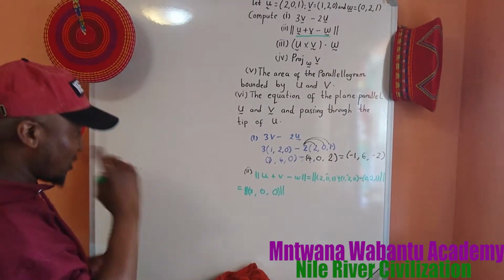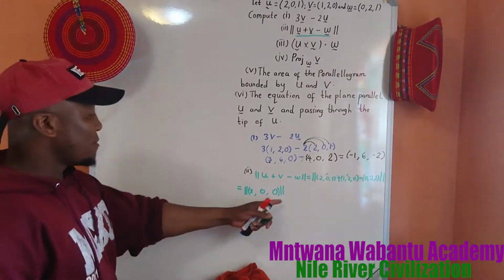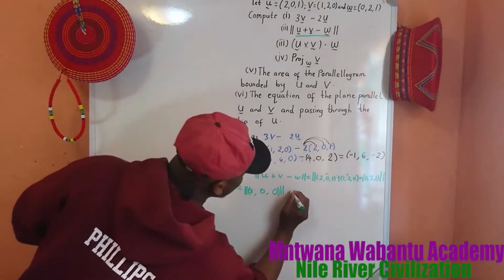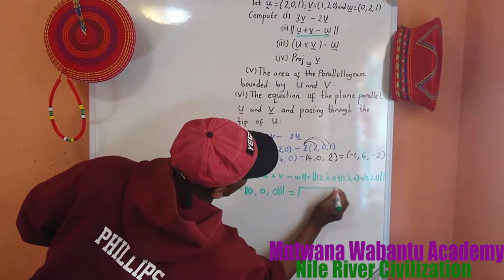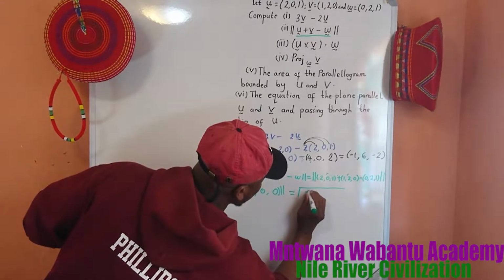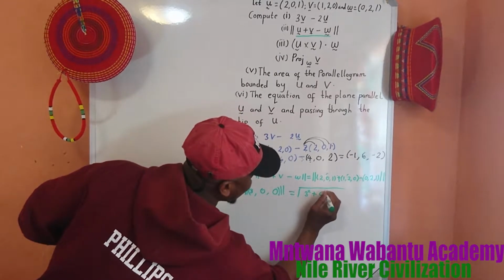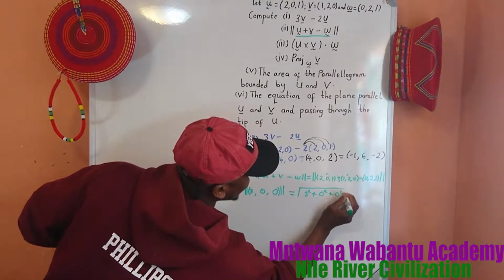So now, after that, we have to get the magnitude of this. The magnitude of this is easy. It's the square root of the first number, 3 squared, plus the second number, 0 squared, plus the last number, 0 squared.